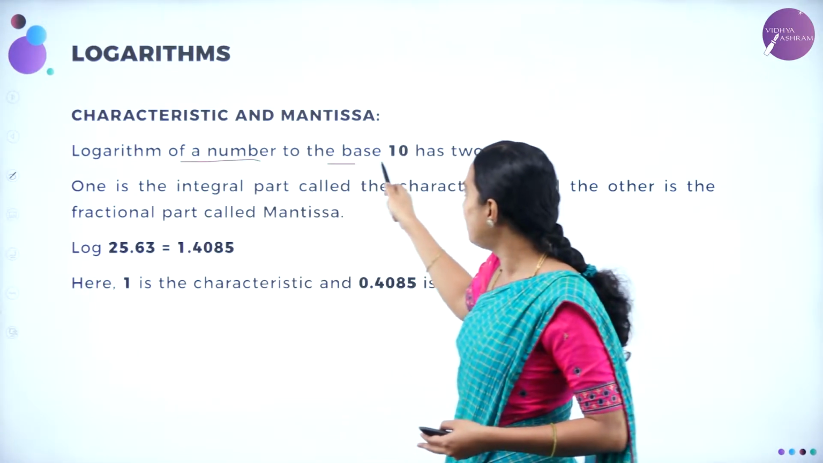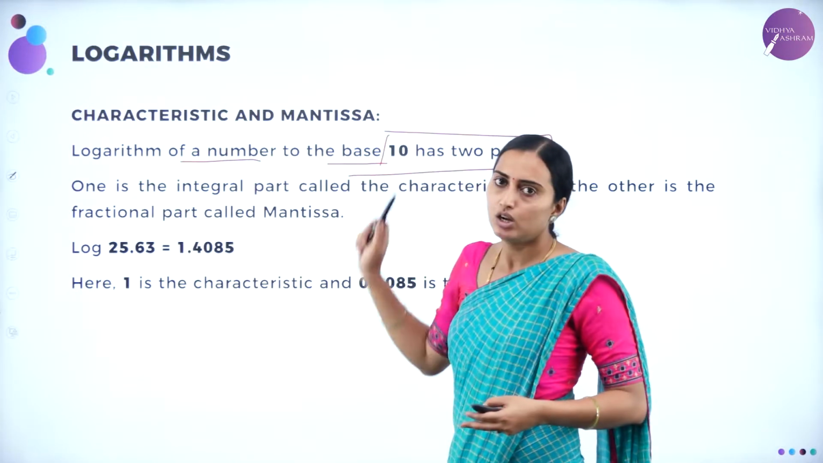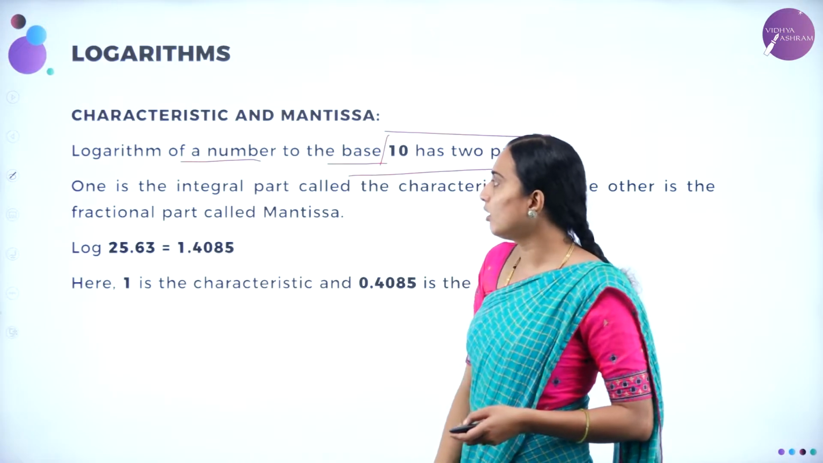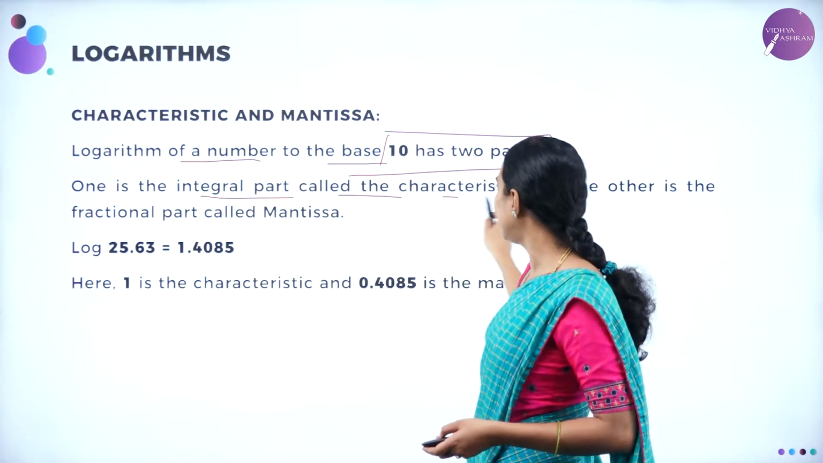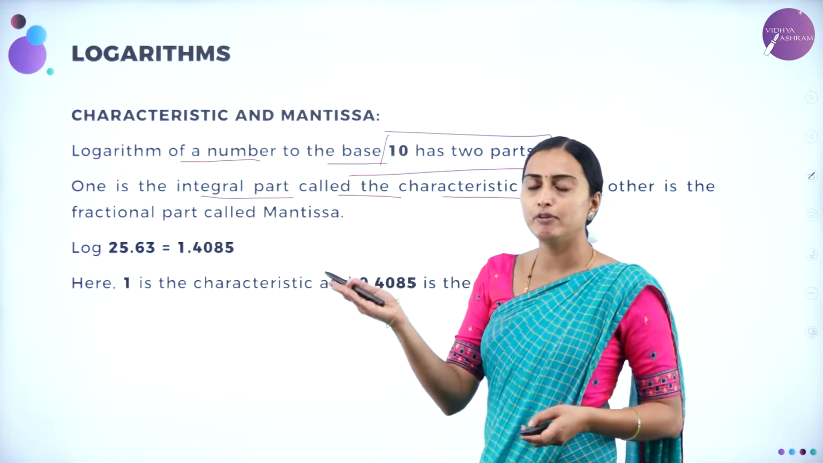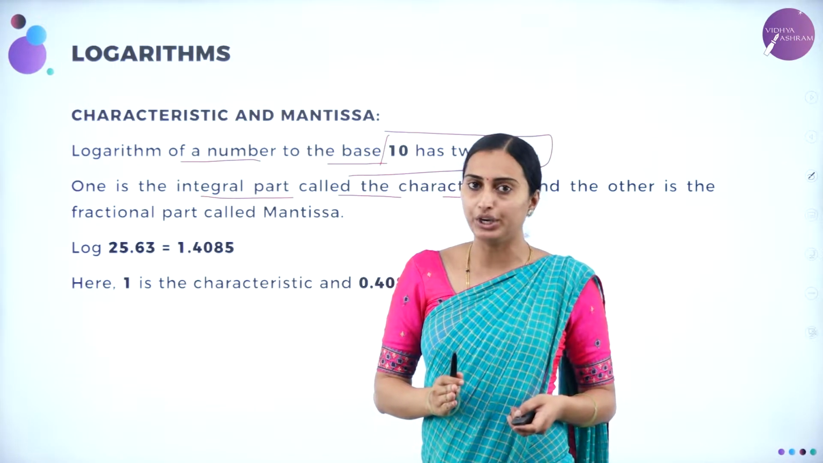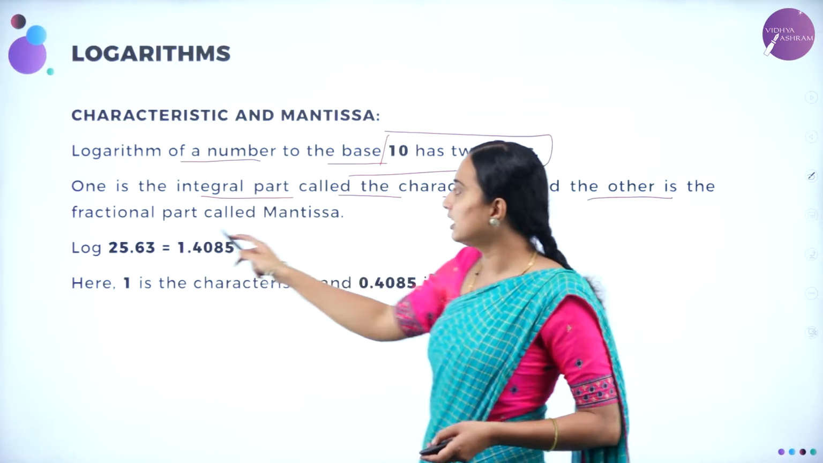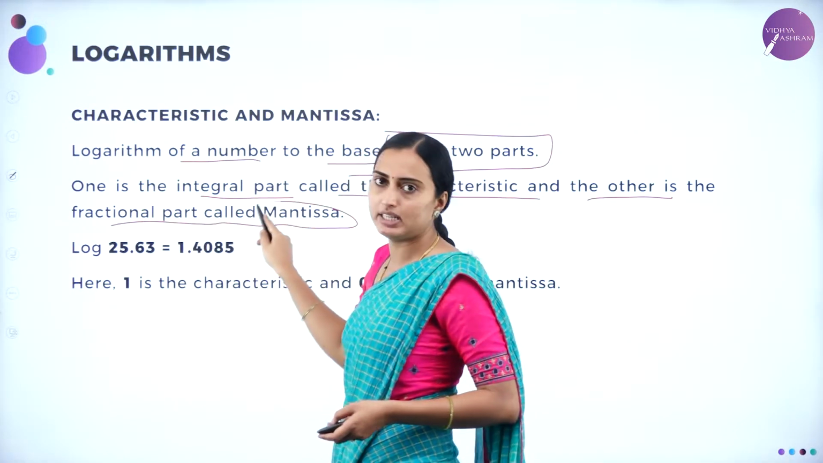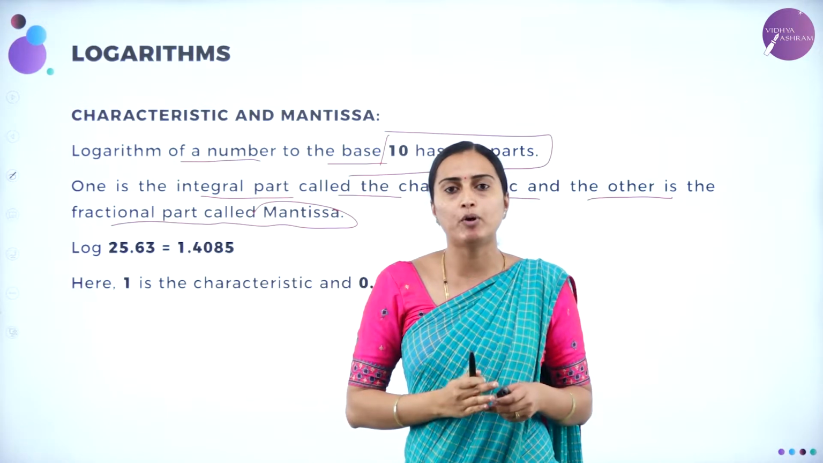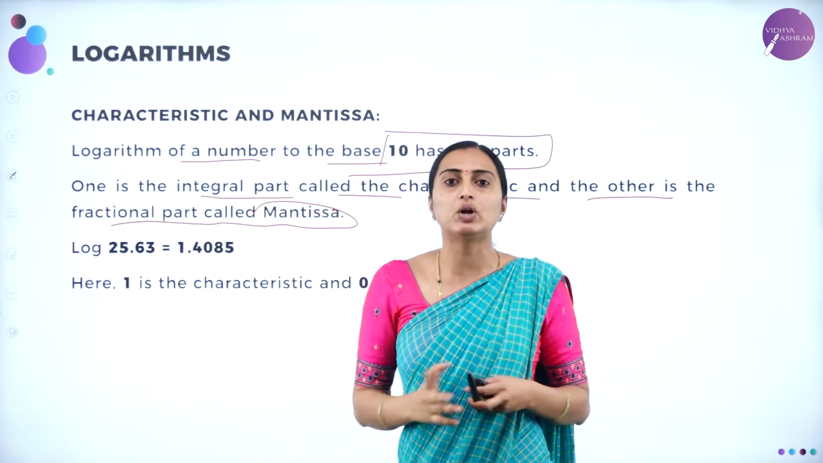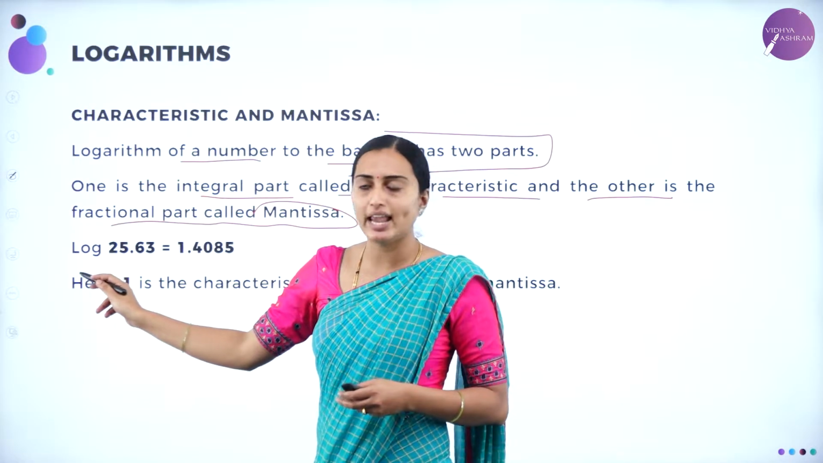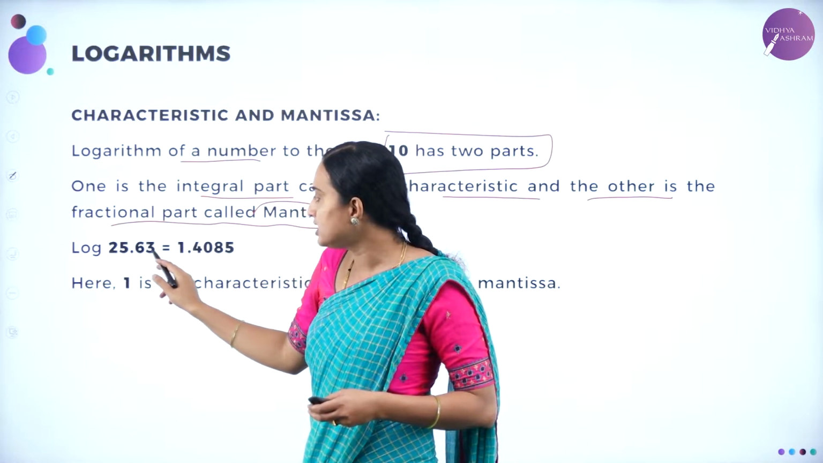Logarithm of a number to the base 10 has 2 parts. So what we have learnt here, to the base 10 has 2 parts. One is the integral part called the characteristics. Integral part is nothing but before the decimal point, what you are going to get, that is going to be known as the characteristics. And then the other is the fractional part called the mantissa. After the decimal point, what you are going to get, that is going to be known as the mantissa. Understood? For example, here I have taken the example log 25.63.